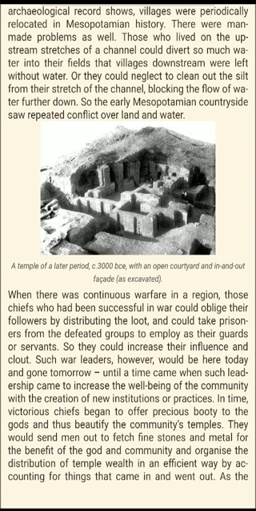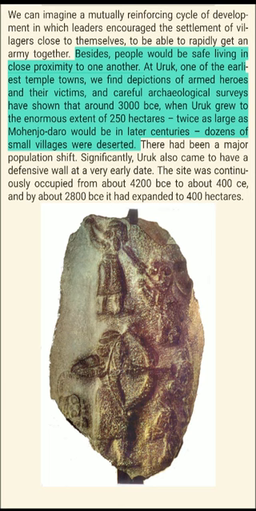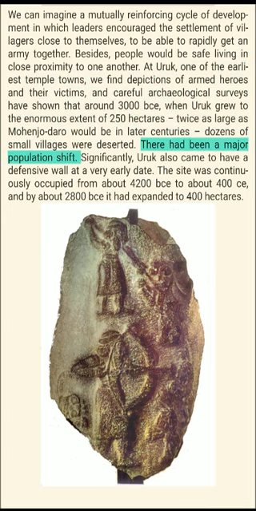We can imagine a mutually reinforcing cycle of development in which leaders encouraged the settlement of villagers close to themselves to be able to rapidly get an army together. Besides, people would be in proximity to one another. At Uruk, one of the earliest temple towns, we find depictions of armed heroes and their victims, and careful archaeological surveys have shown that around 3000 BCE, when Uruk grew to the enormous extent of 250 hectares, twice as large as Mohenjo-Daro would be in later centuries, dozens of small villages were deserted. There had been a major population shift.